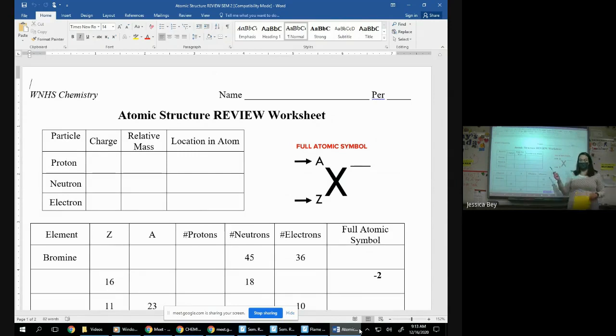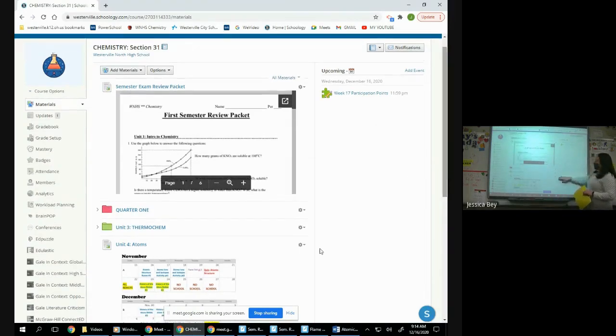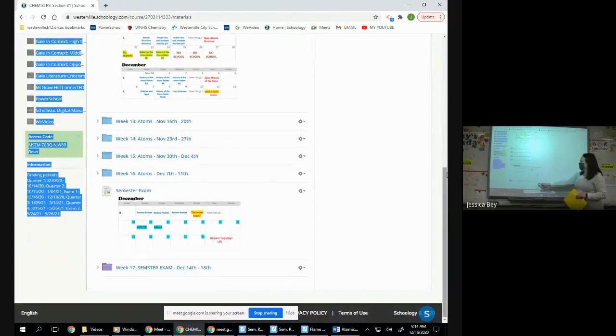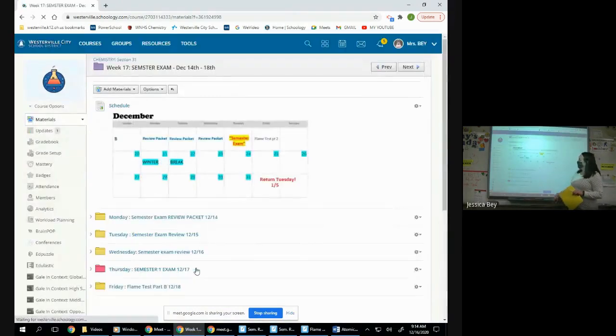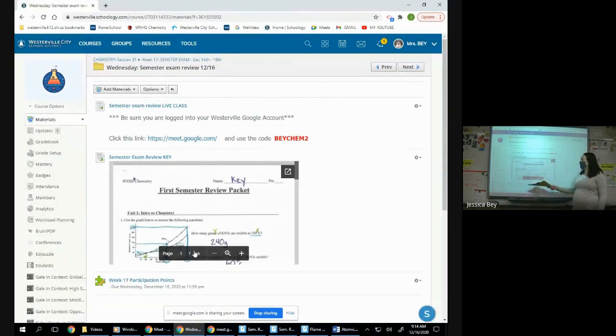A couple main things I'm going to check with you. I'm going to check how you're doing on this. The answer key is in the Wednesday folder. Why can't I get to it? All right, come on. If you go to week 17 and go into the Wednesday folder, I would suggest doing that today. Do your participation points, and the answer key is in there as well, ready for you to check everything and make sure you're doing swell.